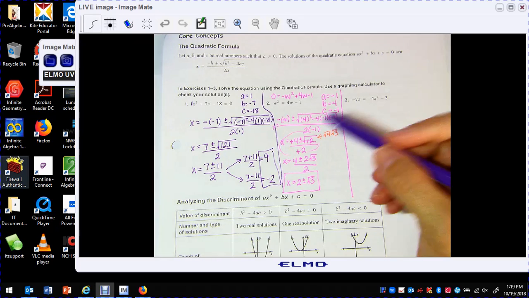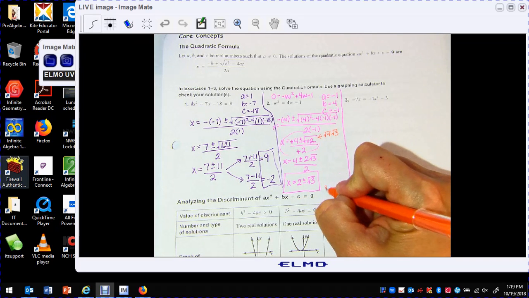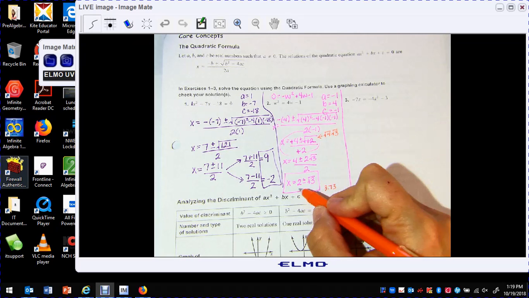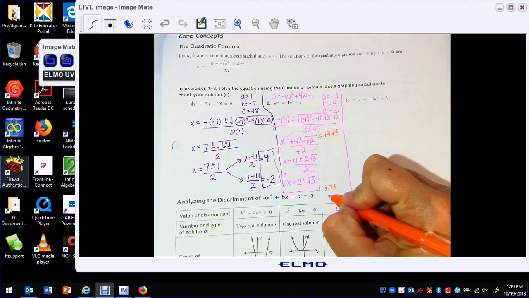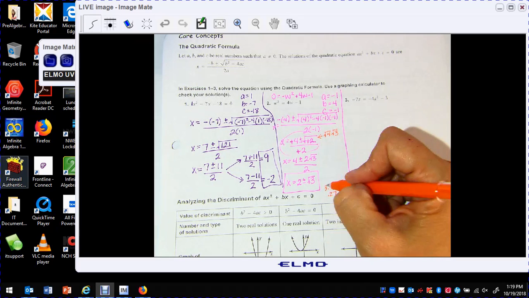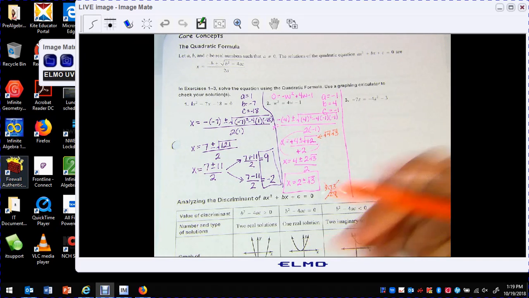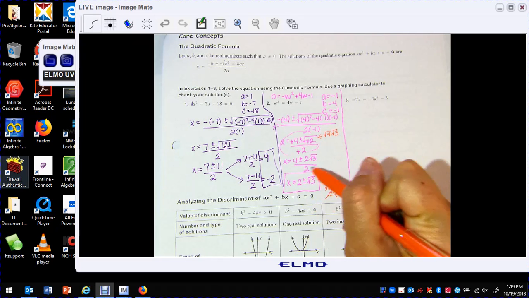And you can even check this on the calculator. If you were to punch 2 plus square root of 3 in your calculator, you're going to get 3.73, and if you type in 2 minus square root of 3, you're going to get 0.27, and then you can check those on the calculator and see that the graph does go through those, but that's not the answer I want you to give me. That is only for checking. I want the exact answer, okay?